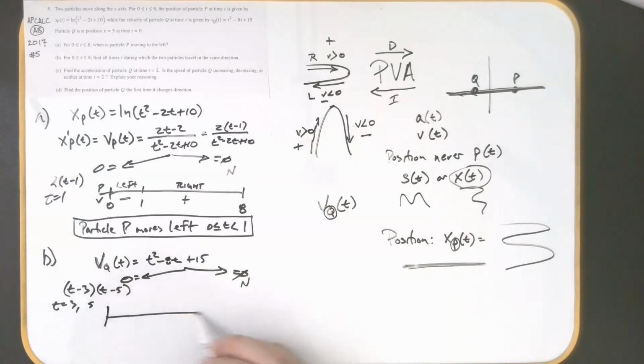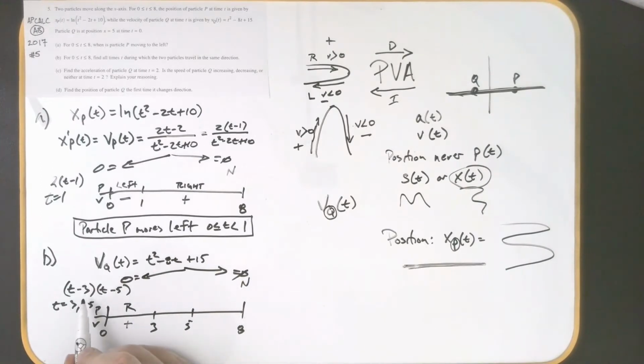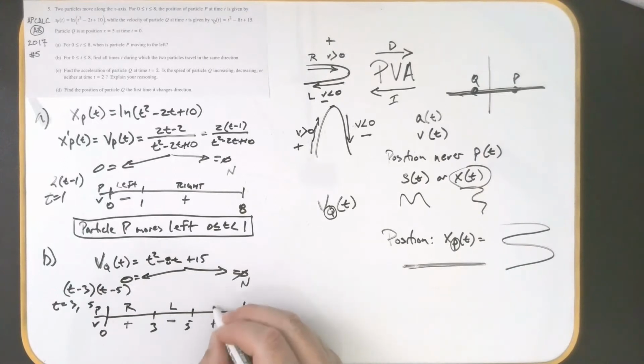So it looks like we're going from 0 to 8 again. But now I have 3 and I've got 5. And so I want to see what's going on here. Alright, so here's our factored form, and we're going to pick a number in the interval 0 to 3. Let's pick 1. If you put 1 in here, you get a negative times a negative, which is a positive, so it's moving to the right. Pick a number between 3 and 5, 4. 4 minus 3 is 1. 4 minus 5 is negative 1, so we get negative times a positive is a negative, so it looks like it's moving left there. And then a number between 5 and 8, how about 6? 6 minus 3, 6 minus 5, they're both positive, and so it's moving to the right.